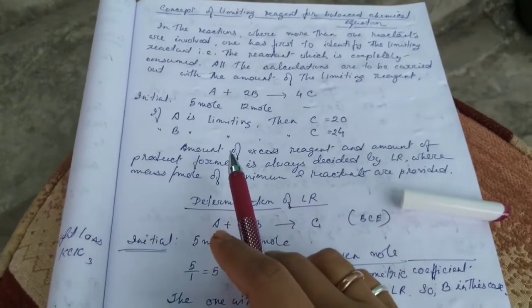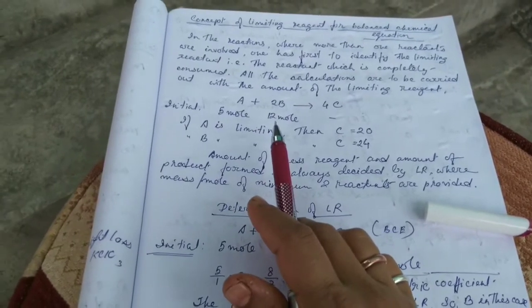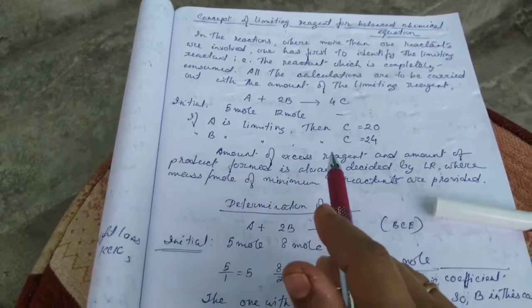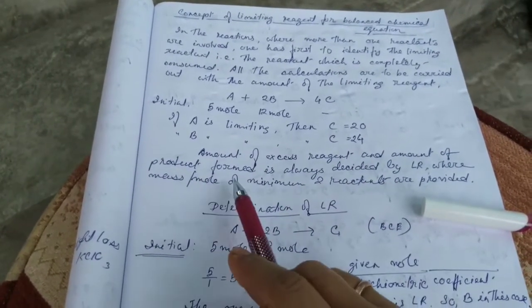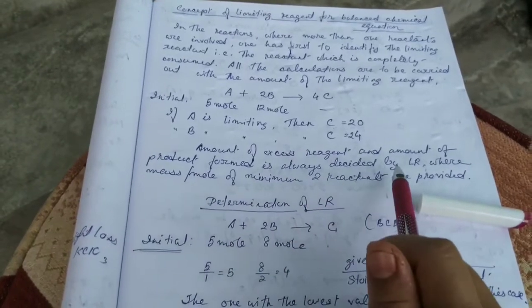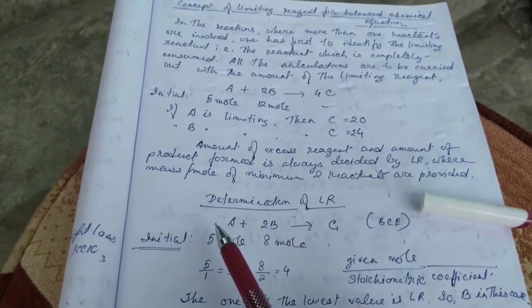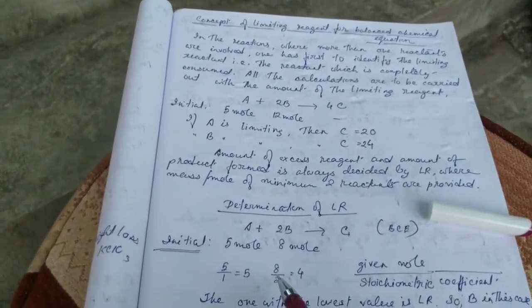So the one that limits is the limiting reagent, and the other one will be known as the excess reagent. So the amount of excess reagent and the amount of product formed is always decided by the limiting reagent, where the mass or moles of the two reactants are provided. Okay, so this is the concept of limiting reagent.